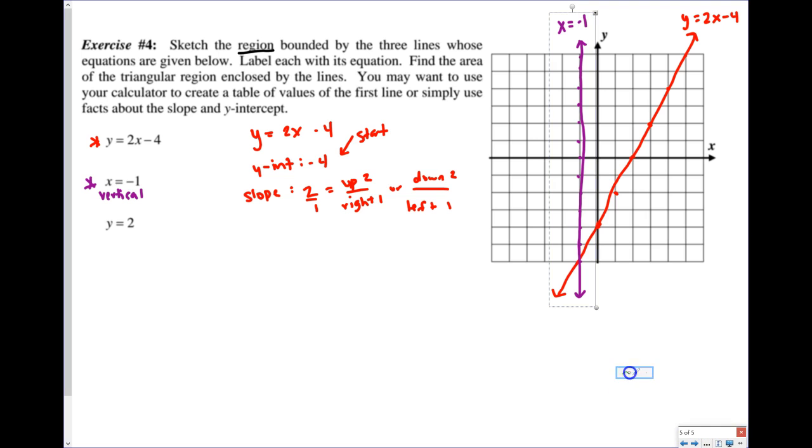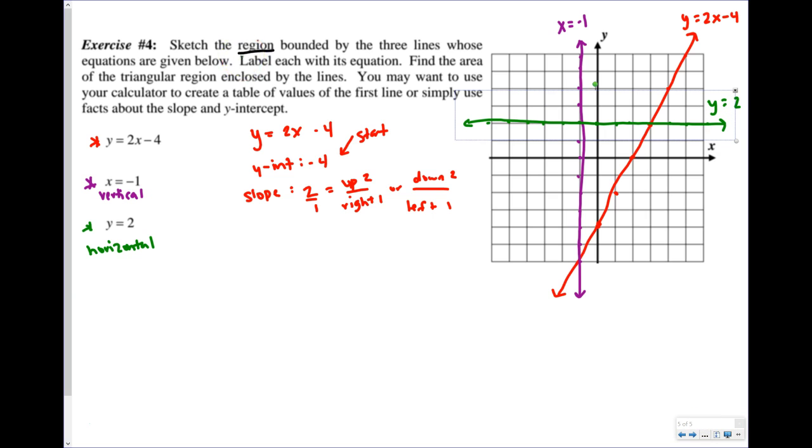And then finally, I'm going to do my last line, which is horizontal because it's y, and it's at positive 2. So I'm going to go up 1, 2. So there's my 2, and then I'm going to make all the points at 2 and draw a horizontal line at y equals 2. So there are my 3 lines.